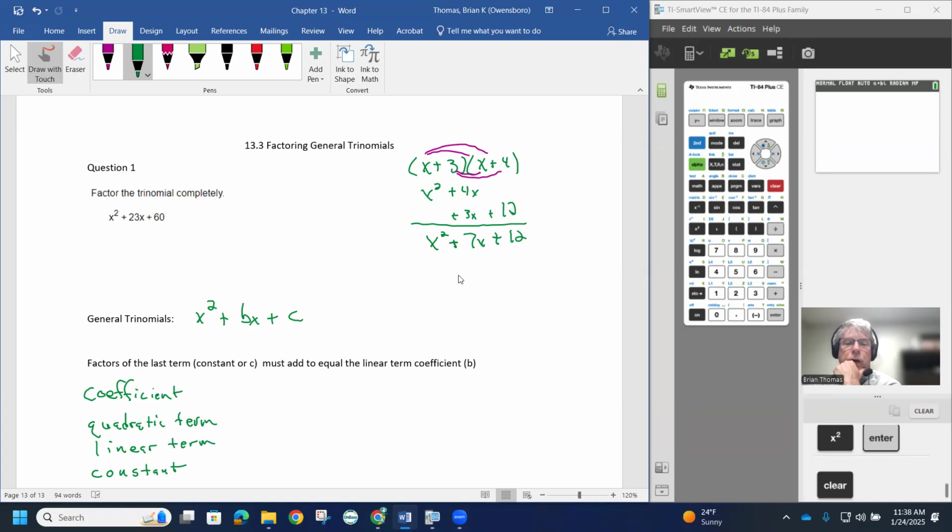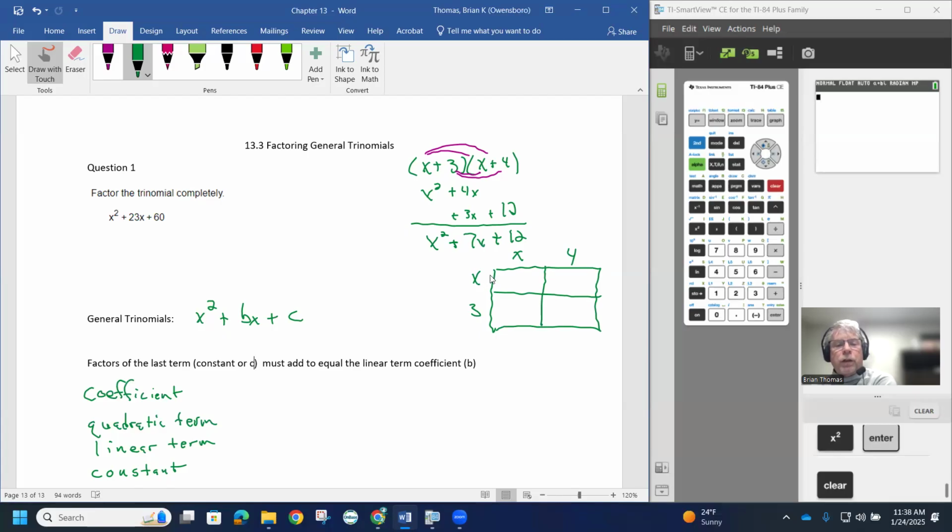Now, I can also organize this as a box, if you will. We call this find the area, because area represents, you multiply the edges. So the edges become the factors. So notice that I could put an x and a 3 here, and an x and a 4 here. So instead of using FOIL, I have what's called the box, or Foursquare, if you will.